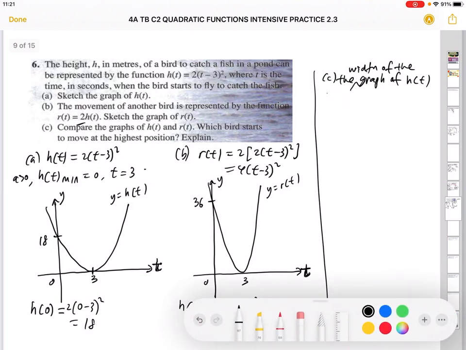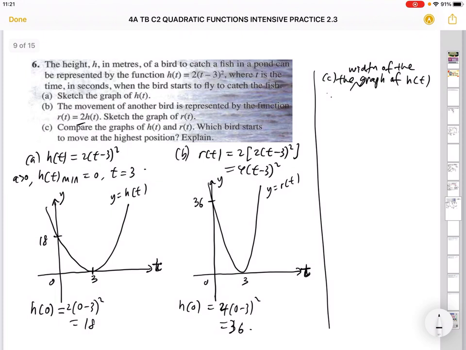Yeah, is greater than the graph of RT. You can also mention the graph of HD is wider, just use the word wider, or you can say the graph of RT is narrower. Yeah, you can use that term. Okay, but how do you compare which birds start to move at a higher position?